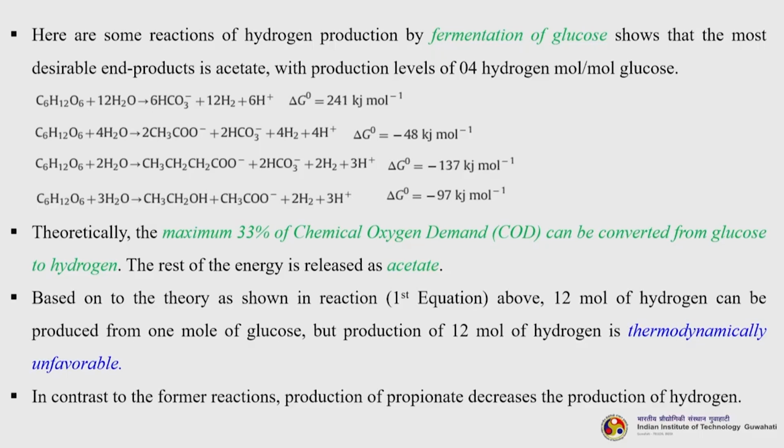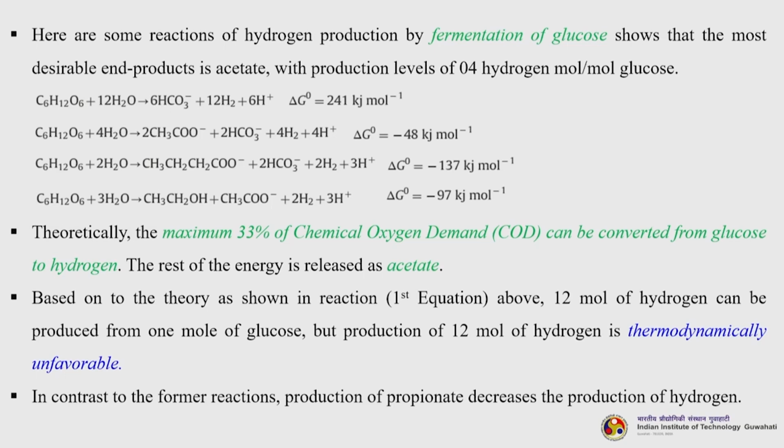So, C6H12O6 plus 12 H2O gives us 6 HCO3- (bicarbonate) plus 12 moles of hydrogen (H2) and 6 H+. Similarly, I am not reading the reactions, you can go through them later on. You can also see the delta G, which is given; the first one is +241 kilojoules per mole, and for the other 3 reactions it is negative: minus 48, minus 137, minus 97. So, theoretically the maximum 33% of chemical oxygen demand can be converted from glucose to hydrogen. The rest of the energy is released as acetate.